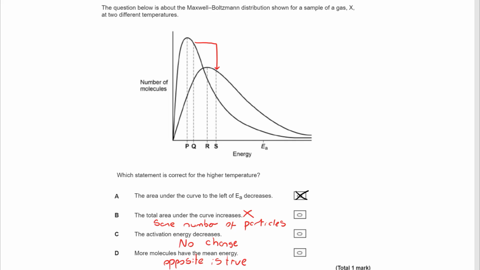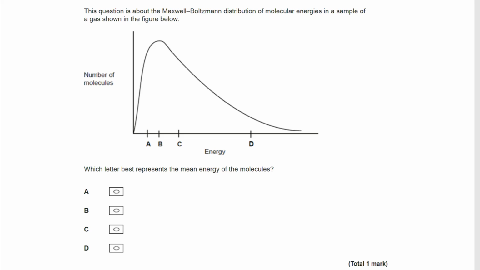And that takes us to the correct answer, that the area under the curve to the left of the activation energy decreases. That must be true because the area to the right will increase, and we know that's true because more particles have energy equal to or greater than the activation energy. Next question.